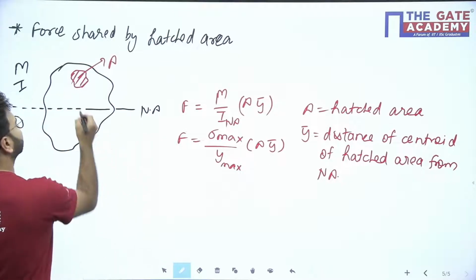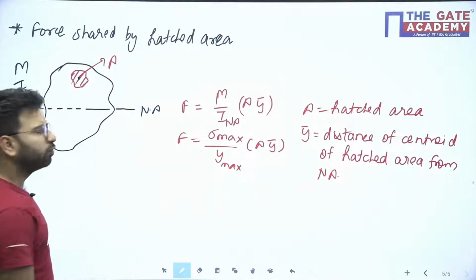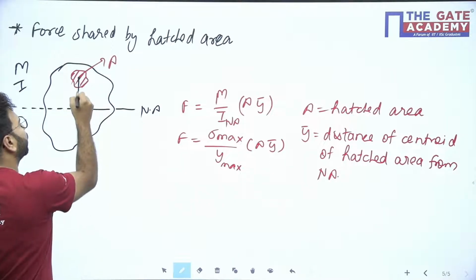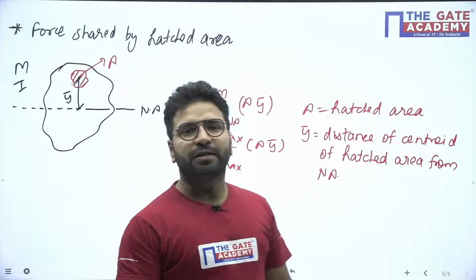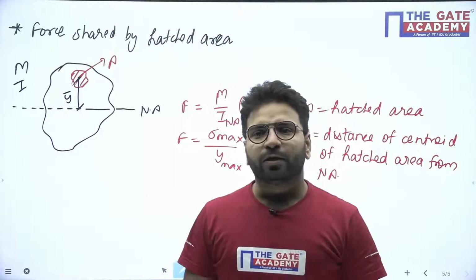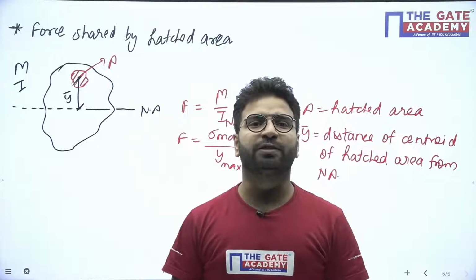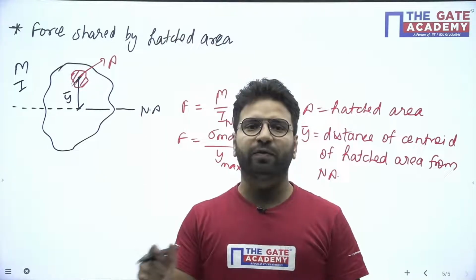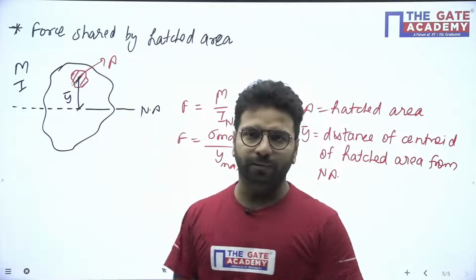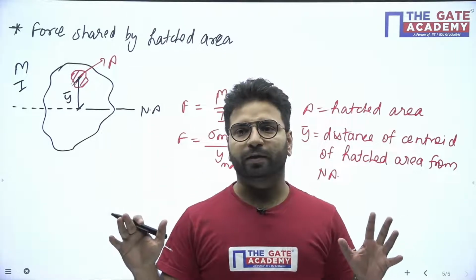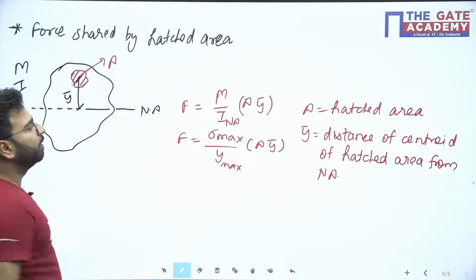So this is our neutral axis. Some centroid will be there here. The centroid will exist for that area. So y bar is the distance of the centroid of that area from the neutral axis, beta. The distance of the centroid from the neutral axis. This is very important, beta. This is very important, so you have to remember. This will be y bar, right? Y bar is the distance of the centroid of the hatched area from the neutral axis.